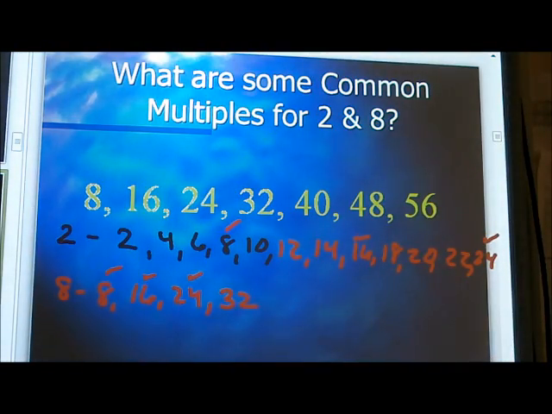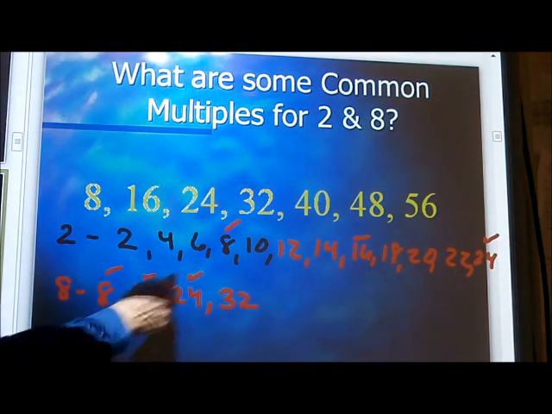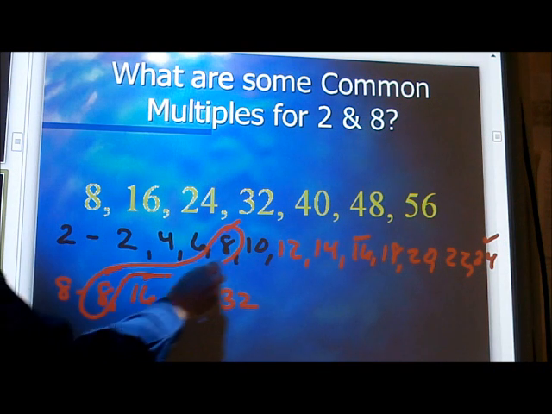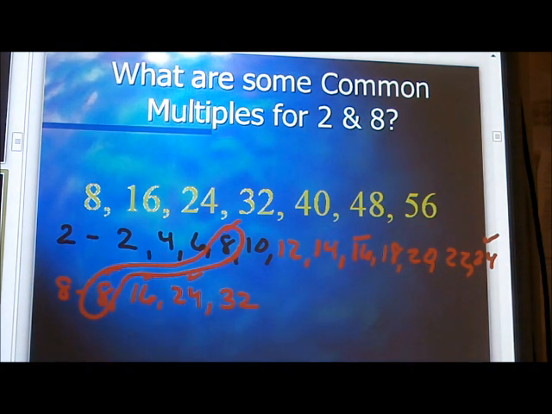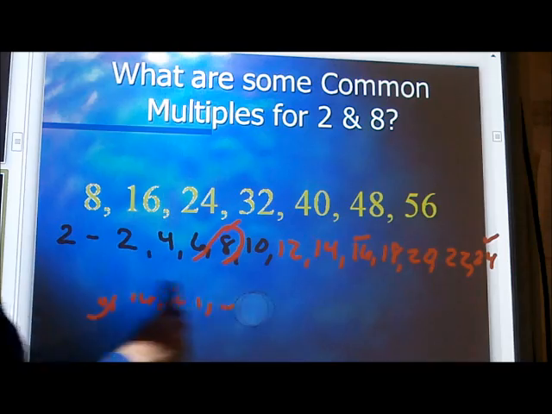Okay? And you know that any even number is going to be a multiple of 2 because 2 divides into any even number evenly. So there's no remainders left over. Again, if I was looking for the least common multiple, 8 would be the least common multiple because it's the least, the smallest number that they have in common. Okay, so we'll move on.